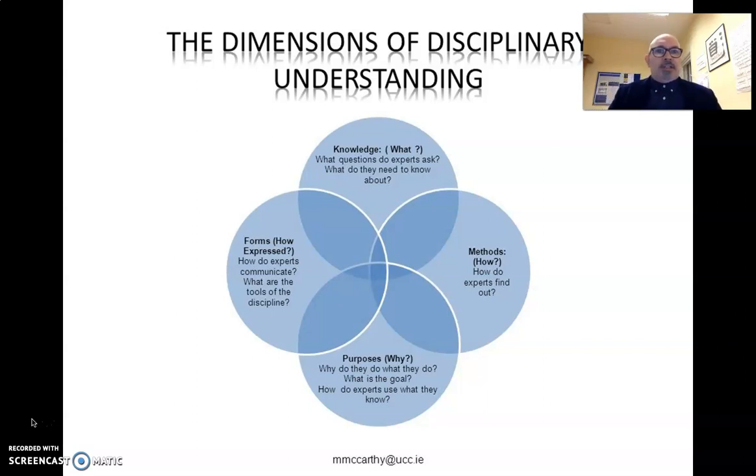We used in semester 1 a number of frameworks to demonstrate this. The frameworks we used, for example, were the dimensions of disciplinary understanding, thinking about a discipline as having knowledge content, having methods, having a form of expression, and having a purpose, an intention for which this knowledge is being expressed.